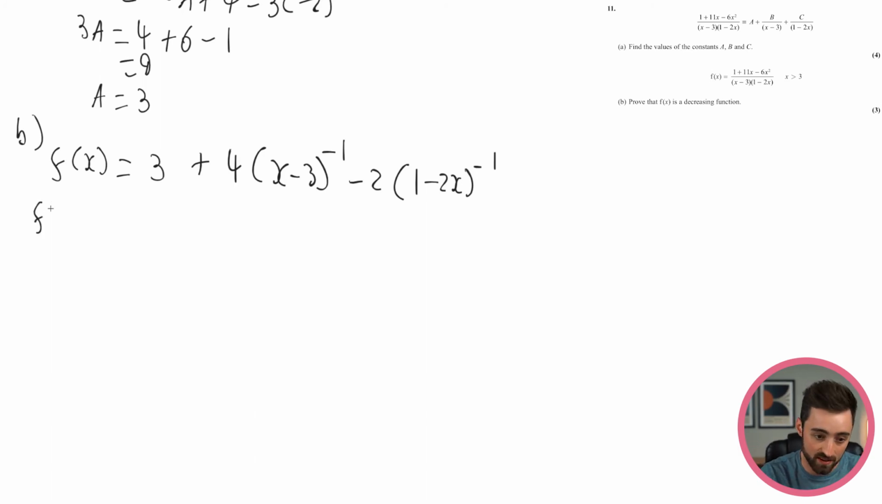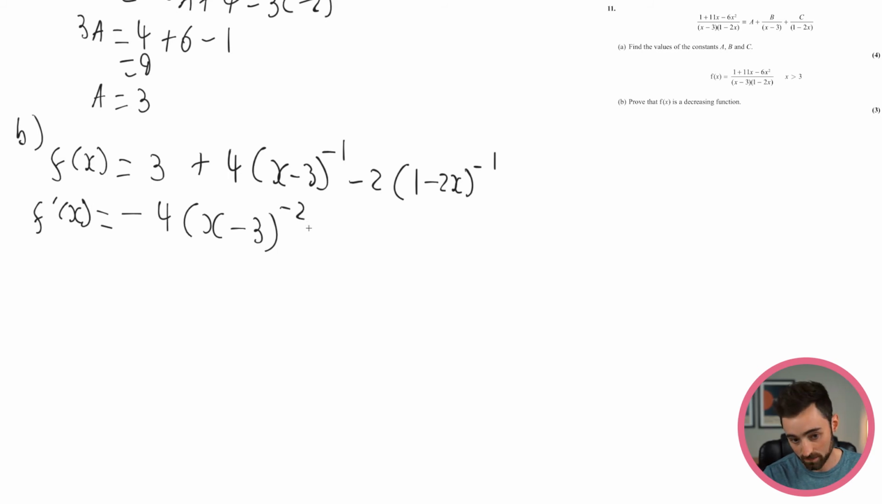So the derivative of f is going to equal, this just goes to nothing. What's this going to go to? So this x minus 3, it's a linear transformation on x. So essentially, I'm using the chain rule, right? I need to differentiate the inside bit, but the derivative of the inside bit is 1. So I just need to now treat this as if it's an x. So bring the power to the front, so minus 4, and then take 1 away from the power. So over x minus 3 to the minus 2. So what happens here? So I've got this minus 2, and now I need to use the chain rule.